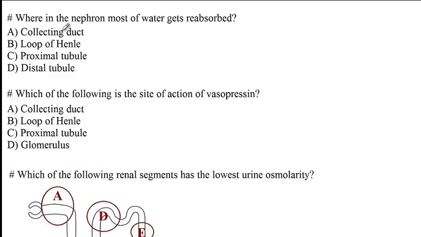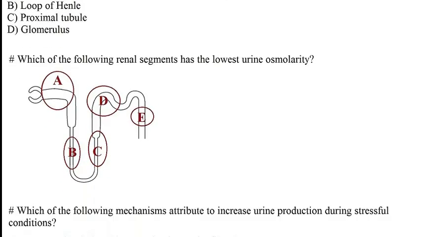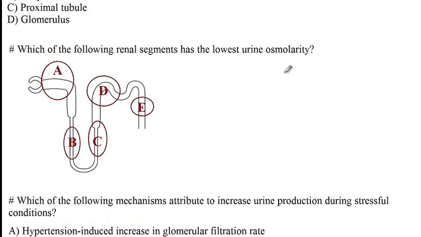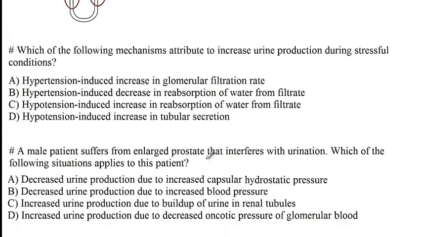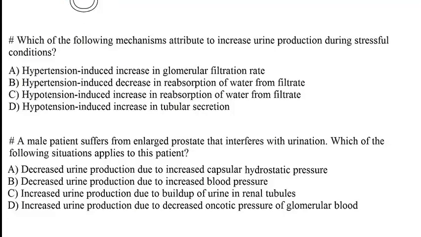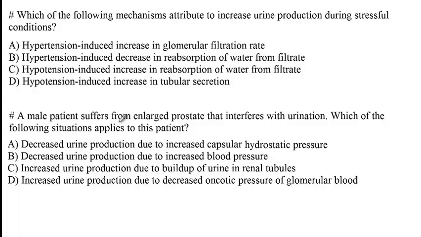So the first question, where in the nephron does most of the water get reabsorbed? Second question, which of the following is the site of the action of vasopressin? Third question, which of the following renal segments has the lowest urine osmolarity? Next question, which of the following mechanisms contribute to increased urine production during stressful conditions? And then the final question, a male patient suffers from an enlarged prostate that interferes with urination. Which of the following situations applies to this patient?